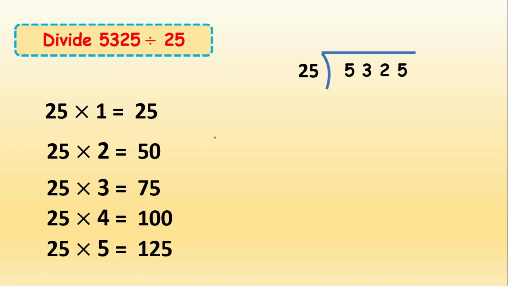Got it? Let's start. Divide 5 by 25. Can't be, 5 is smaller. Let's divide 53 by 25. So search for 53 in the products. 25, 50, 75. We can't find 53. So search for the number just smaller.